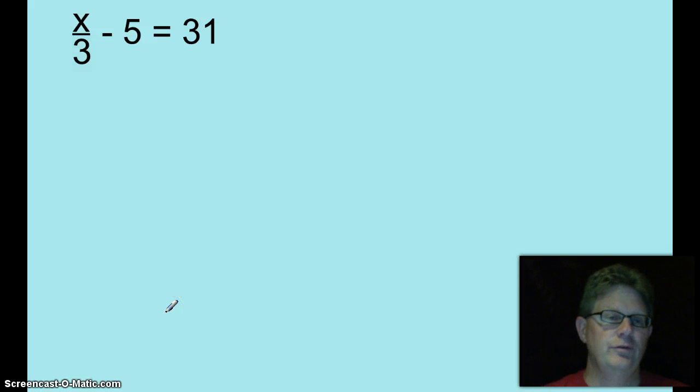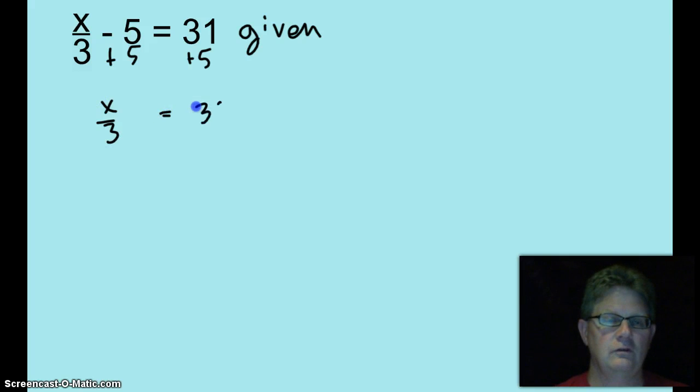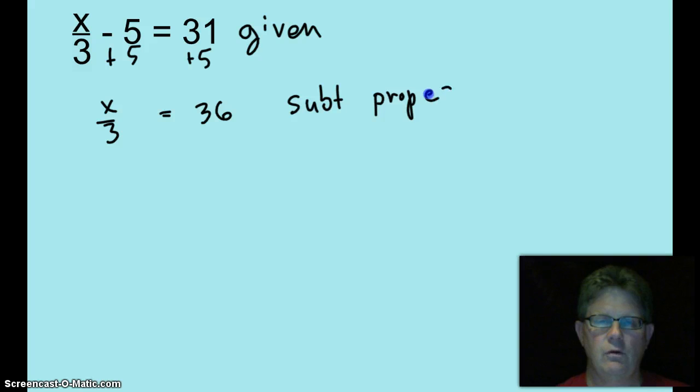Okay, x over 3 minus 5 equals 31. Why is that true? You ask, and I shall tell you, because it was given to you. I just told you that it was. Alright, so what's the first thing you're going to do to both sides? You're going to add 5, and you're going to get x over 3 equals 36. What allowed you to do that? The addition property of equality.